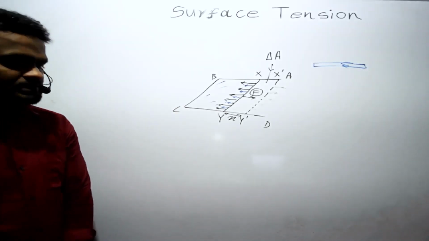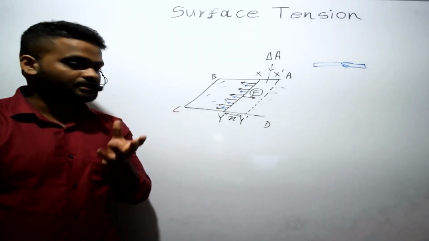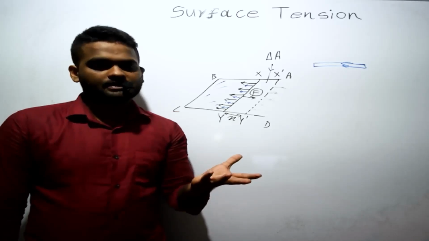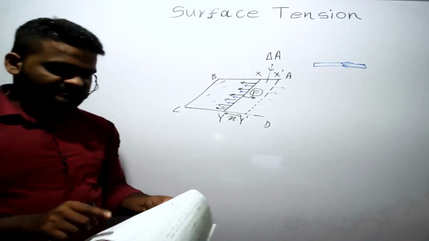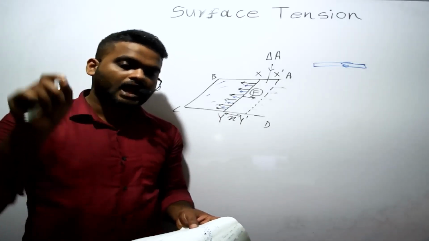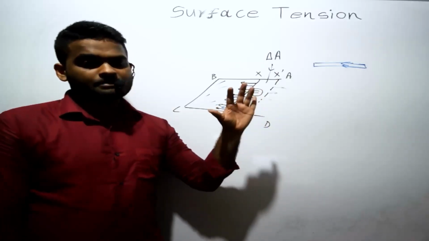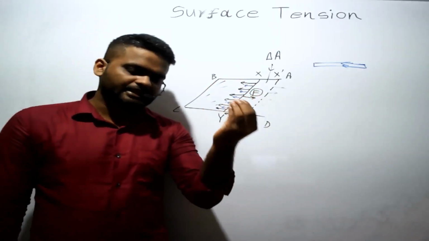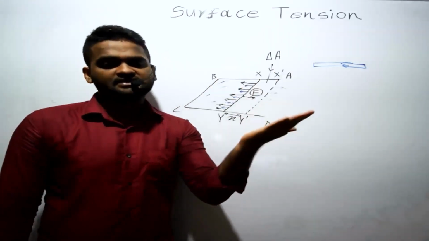So what is isothermally? You have learned thermodynamics, right? Isothermally means constant temperature. A distance x by applying a force capital F, isothermally. So why do we bring this isothermally? Because while we are doing this, we need to keep the temperature constant. Otherwise surface tension changes.